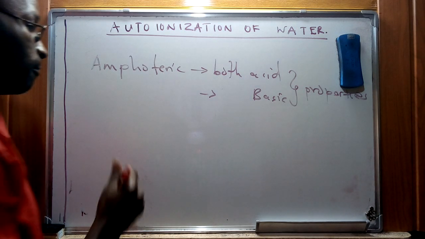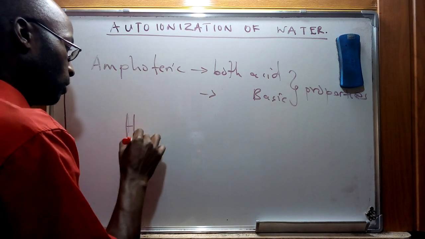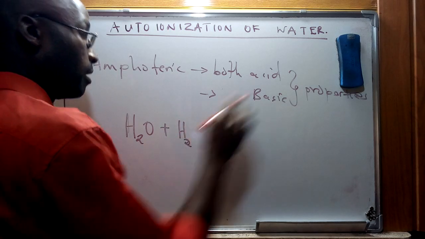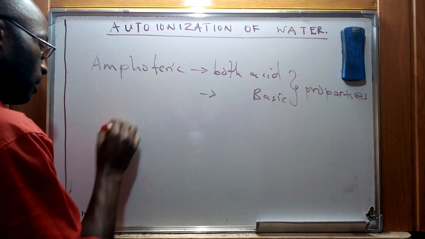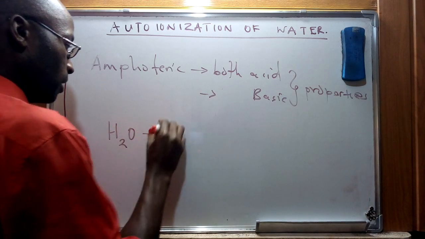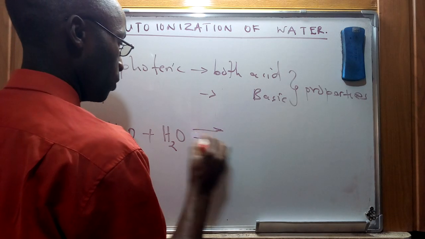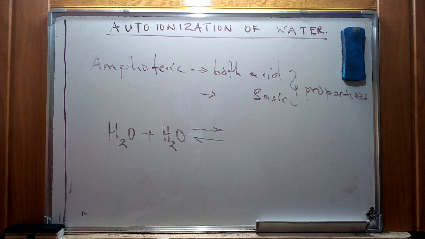Now, suppose I give an illustration for these water molecules. It's not a standard stoichiometric equation, but I'm just going to use it for illustration purposes. We're going to have two water molecules with forward and reverse arrows as such.